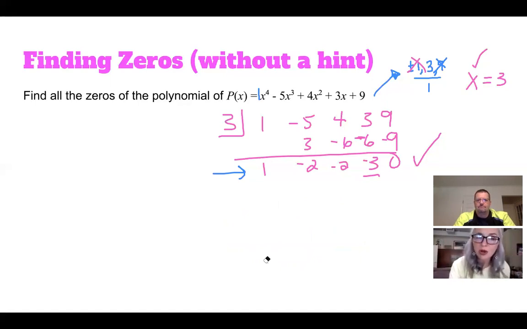Can 3 be an answer twice? I don't know. We could do the synthetic division if you didn't have an arrow where I needed it. My bad.